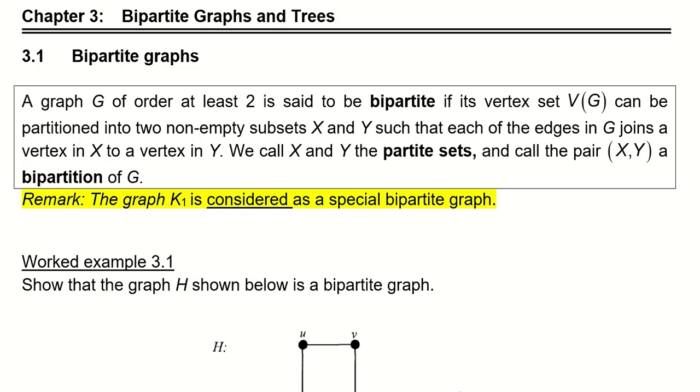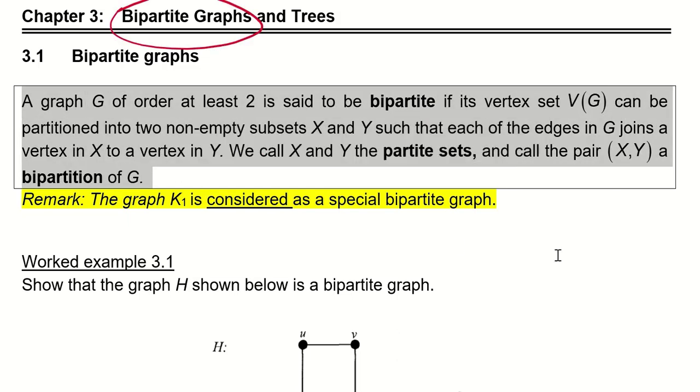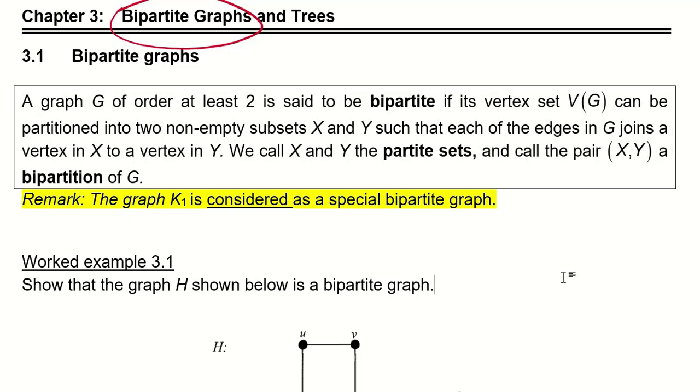So for today, let's talk about this idea of a bipartite graph. This is the definition of a bipartite graph, meaning that we can have two partite sets, X and Y, so that every edge is incident to one vertex in X and one vertex in Y. That's called a bipartite graph. And note that the graph K1 is considered a special bipartite graph.